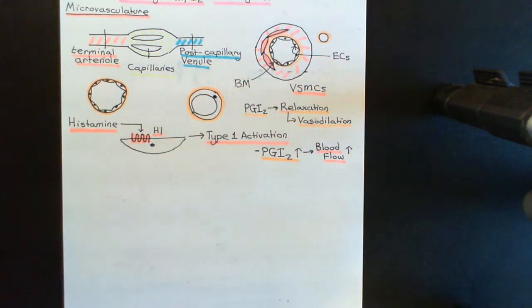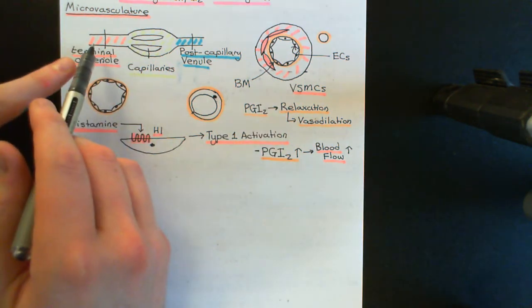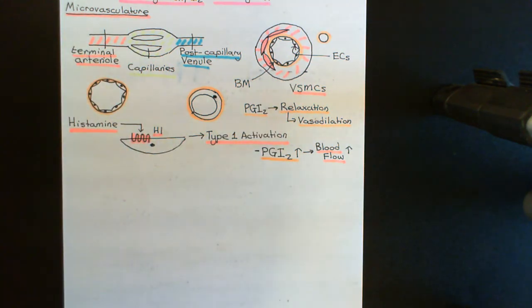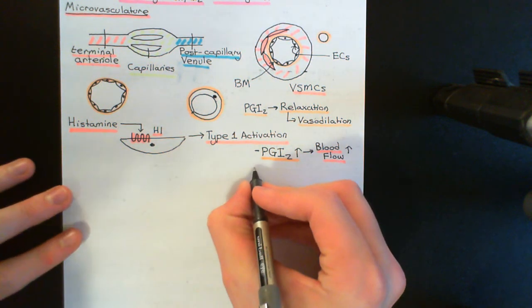All of the endothelial cells will start releasing prostaglandin I2, and it will diffuse over to the arterioles and act on the vascular smooth muscle cells there to cause them to relax, therefore dilating the lumen of the terminal arterioles to increase blood flow. Okay, so that's part of type 1 activation. That's the first part of it.